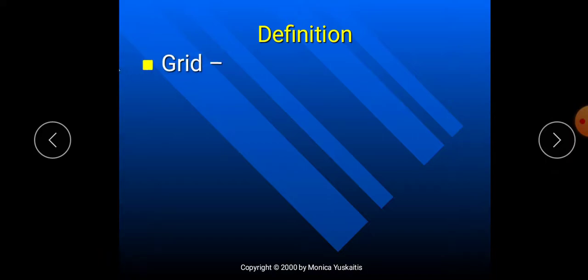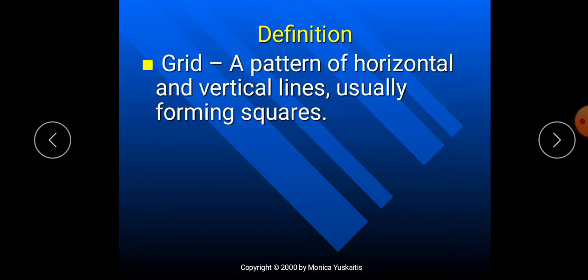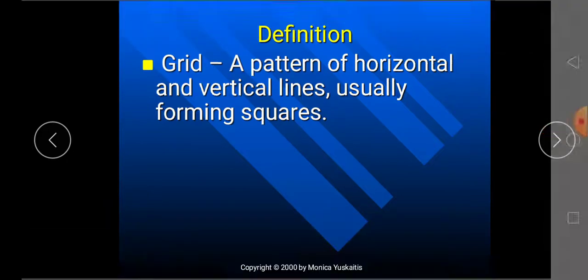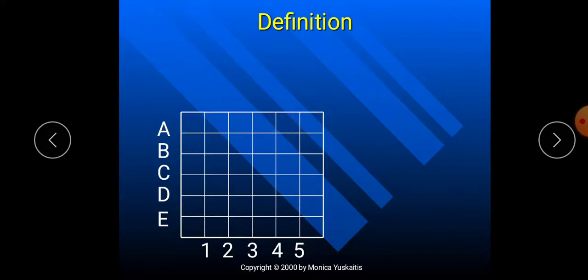Let me see some grid. The definition: a grid is a pattern of horizontal and vertical lines usually forming squares. Now this is divided into 1, 2, 3, 4, 5, 6, 7, 8, 9, 10, 11, 12. There is a 6 by 6 grid divided, and each grid has numbers, let me consider say 1, 2, 3, 4, 5, and A, B, C, D, E.